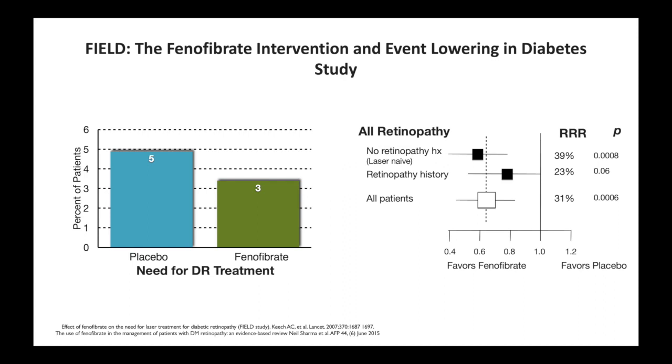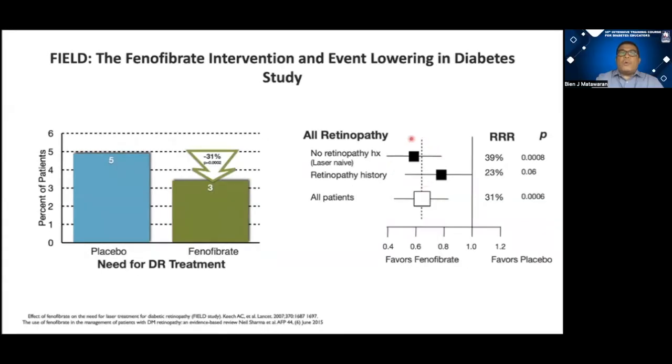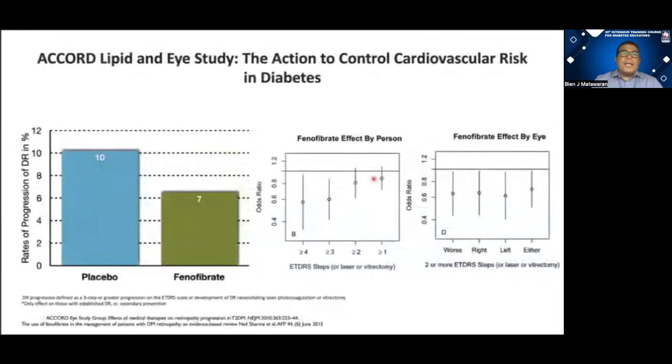Other non-specific treatment includes fenofibrate, because we've learned in the FIELD study, or the Fenofibrate Intervention and Event Lowering in Diabetes study, that compared to patients given placebo versus fenofibrate, there was a 31% reduction in need for diabetic retinopathy treatment. As you can see, the benefit was seen in those patients who were laser naive, or those without history of retinopathy at the onset.